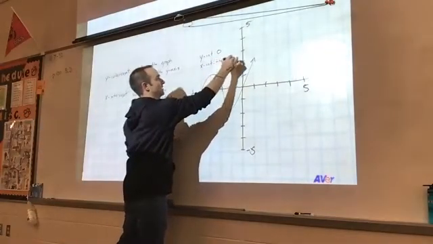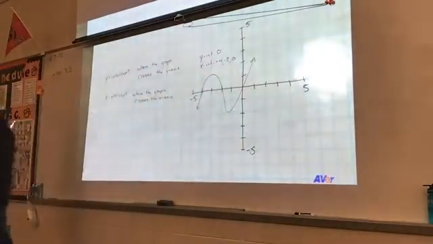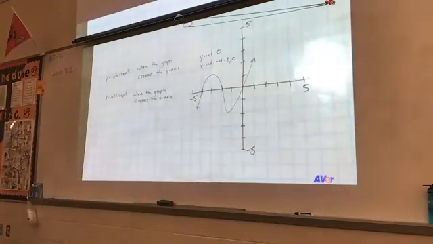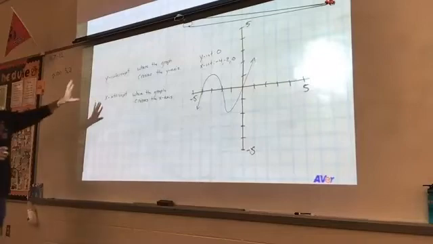-4, -2, and 0. So we can have more than one, right? If it crosses the line more than once, we have more than one. Great. We got 3 X-intercepts there. We got 1 Y-intercept. Perfectly fine. Any questions about X, Y-intercepts? Great. That by far is the easiest part of today. Just look at the graph where it crosses.